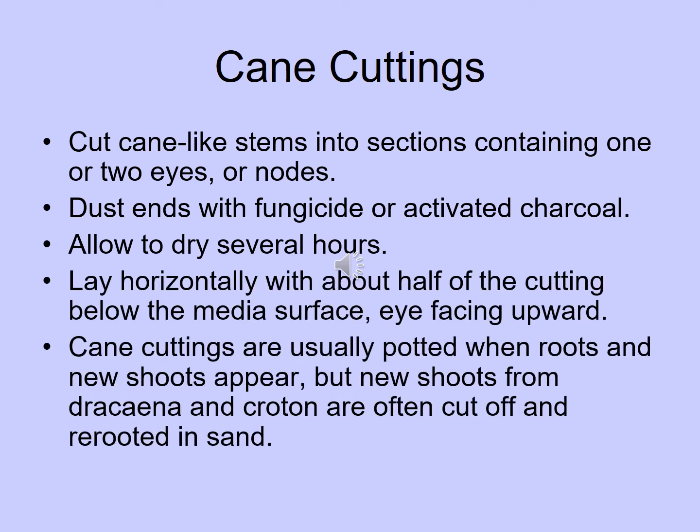Some of the methods used for cane cuttings, a little more specific, is as long as you get a couple of those nodes or rings underground or touching the soil, they have high potential for producing the adventitious roots. Dust the ends of the cane with fungicide or activated charcoal to reduce fungal growth and disease. Allow them to dry for several hours, kind of callus over. You can lay them horizontally with about half of the cutting above the surface of the media and half below. And the cane cuttings are usually potted up when the roots and new shoots appear, but new shoots from things like Dracaena or Croton are often cut off and rerooted in the sand to form new individuals.